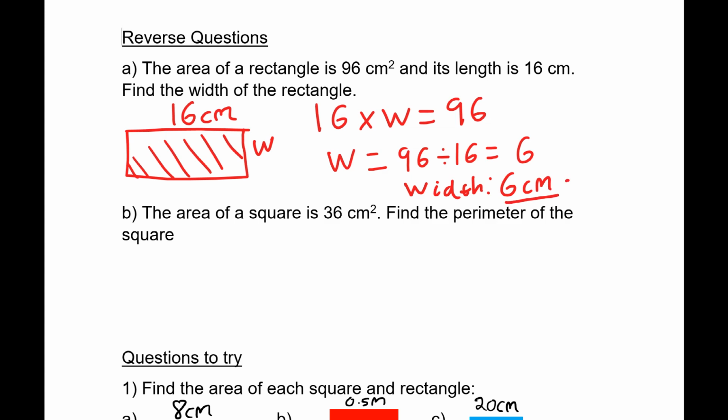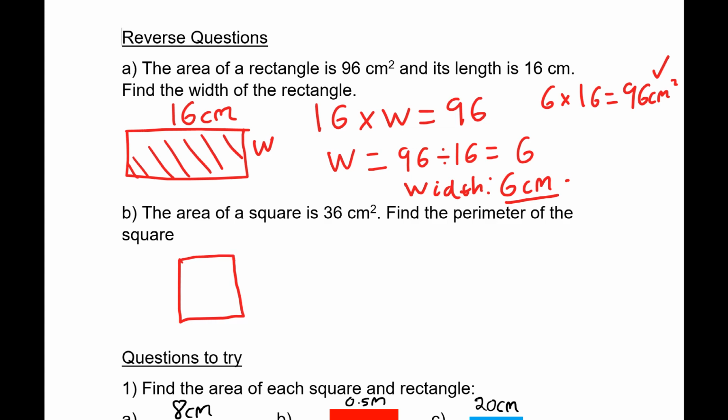And you can confirm this because if you do 6 times 16, you will get 60 and 36, which is 96 centimeters squared, so it works. For B, we're told that the area of a square is 36 centimeters squared, and we want to find the perimeter. It might help if we think about the square numbers that we worked out earlier on.